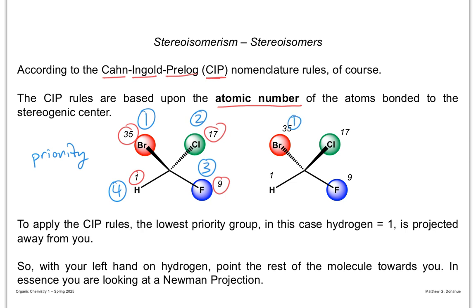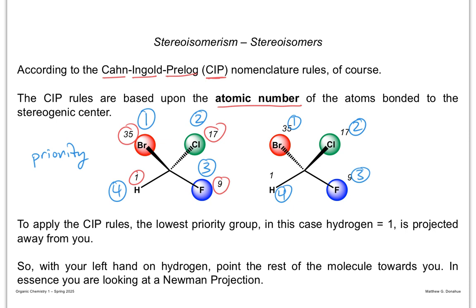So 1, 2, 3. And now the key part of this, which is what's different than what's shown on this slide, but you'll see it on the next slide. So I want this one. So this one is what is shown on the left.